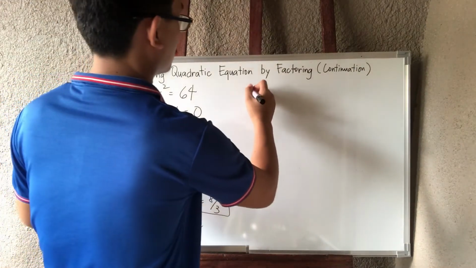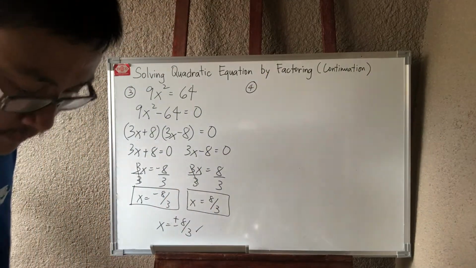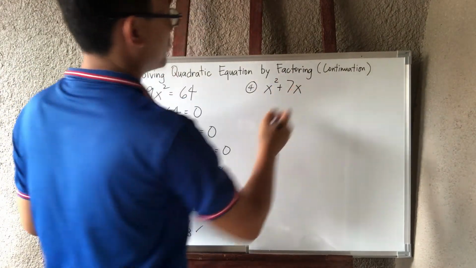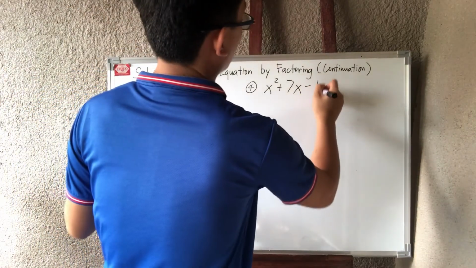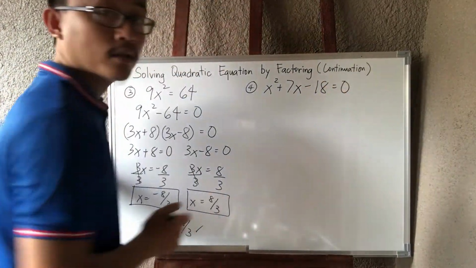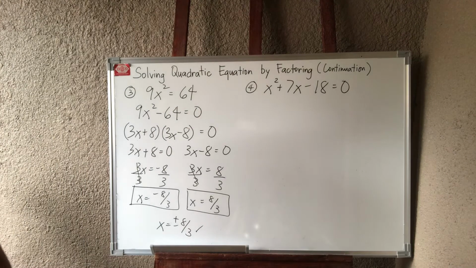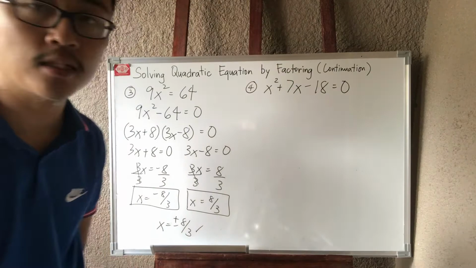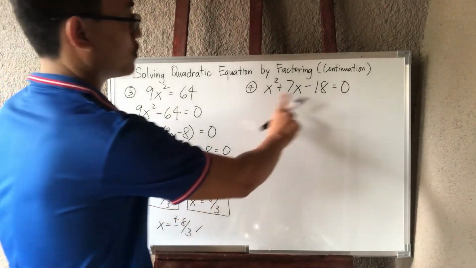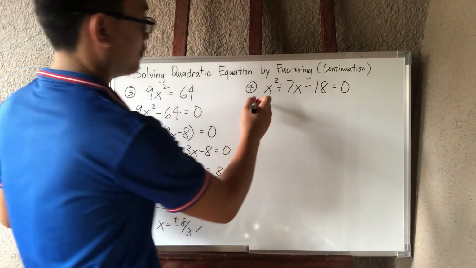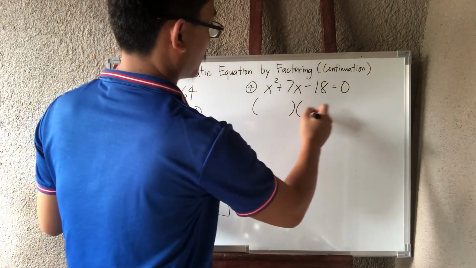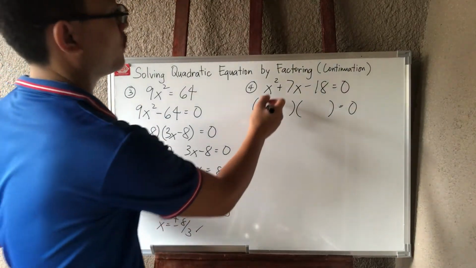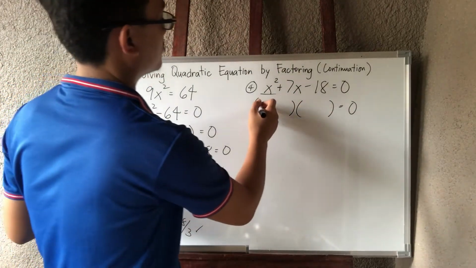Then, last example natin. We have x squared plus 7x minus 18 equals 0. So, ito yung usual na, no? This is in the form of ax squared plus bx plus c equals 0. So, you can write now two parentheses. So, you just get the factors of the first term, x squared. So, that is x and x.